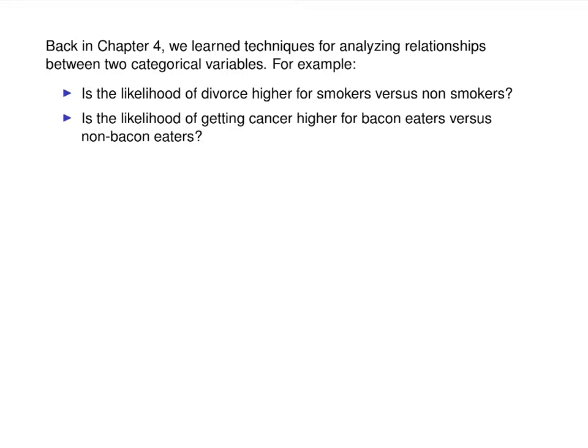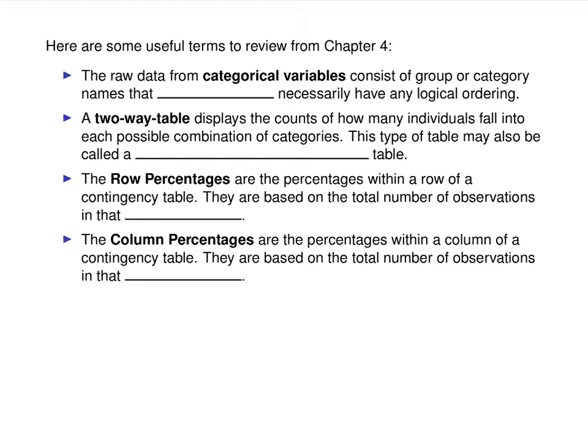So, in this situation, the stuff we're going to talk about today, we use categorical variables that consist of group or category names. And the thing that is important here is that these things don't necessarily have any logical ordering. Sometimes they do, but categorical variables don't have to. There's no logical way to order you guys by eye color. I mean, maybe Roy G. Biv order, but nah.